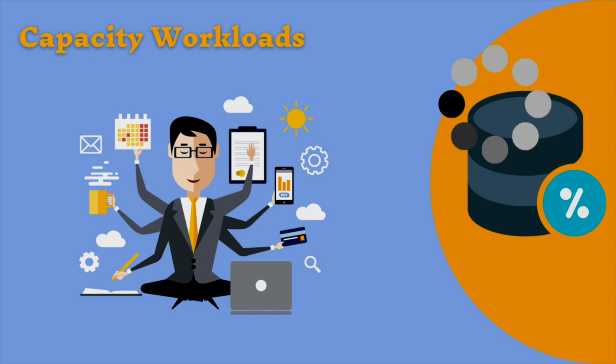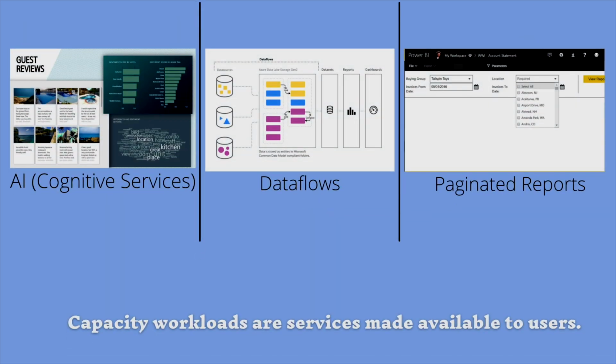Capacity workloads are the services made available to users. By default, Premium and Azure capacity supports only a dataset workload associated with running Power BI queries. The dataset workload cannot be disabled. Additionally, workloads can be enabled for AI related services like you can see on your screen, cognitive services or dataflows or paginated reports. These workloads are supported in premium subscription only. So if you have a Power BI Pro license or any other license, that's not going to work. So only and only if you have a Power BI Premium license, it's going to work.